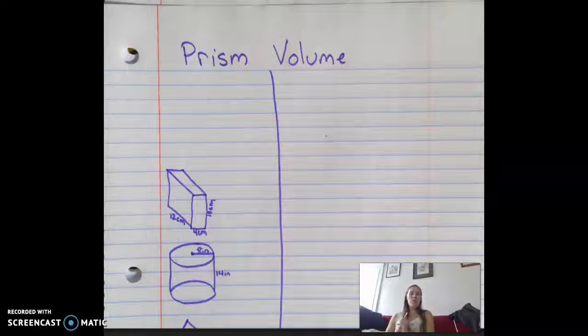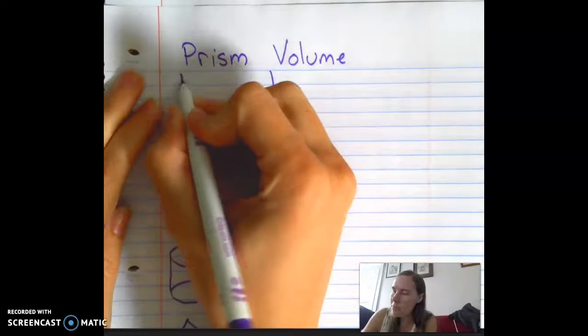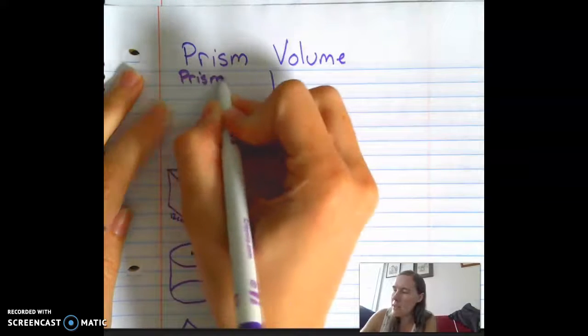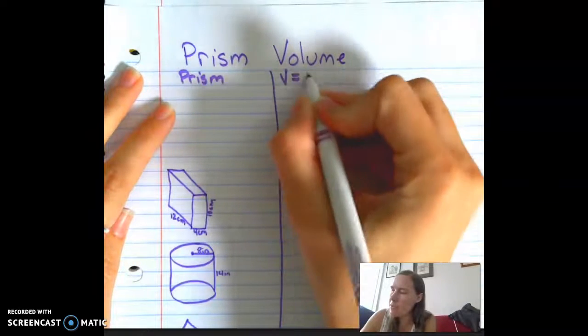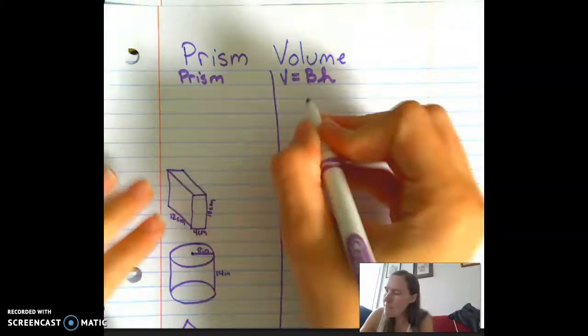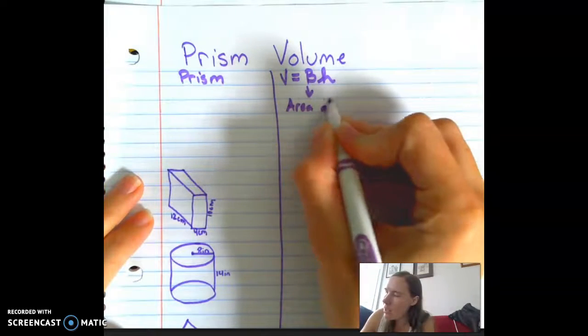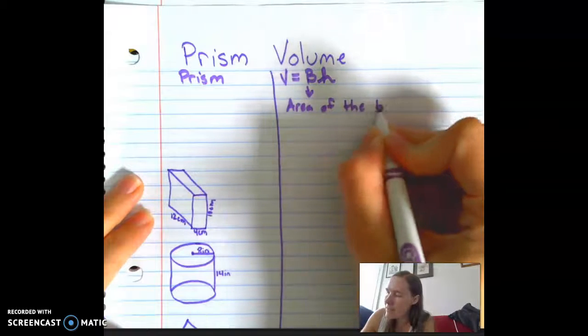So today we are going to be talking about prism volume. If you look at your MCAS reference sheet, it will tell you that the formula for a prism is the volume equals a big B times H. This big B means the area of the base.